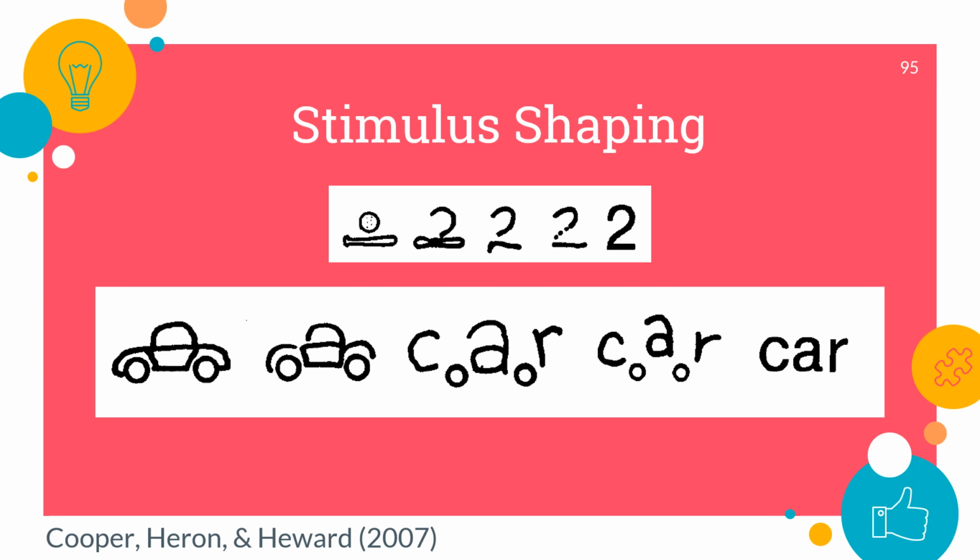Both of these examples of stimulus shaping are from Cooper, Heron, and Heward, 2007. For the first example, there are two pictures loosely in the shape of a 2. Over trials, the two pictures become an actual number 2. In the second example, the car systematically is changed from a car to the letters C-A-R.